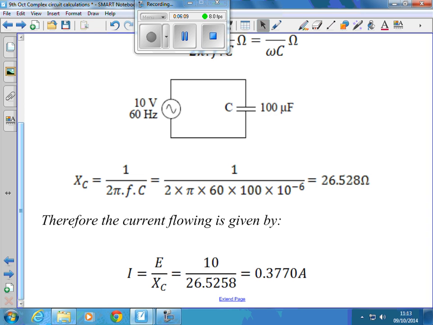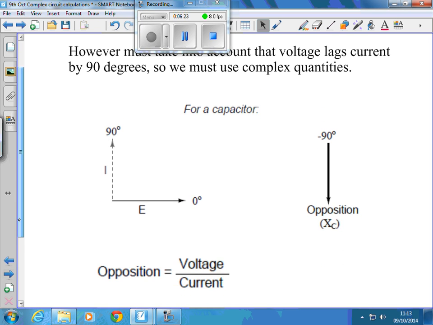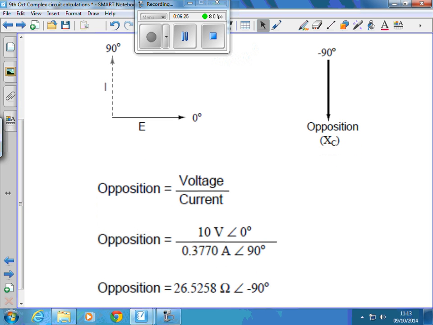But what we should really be doing here is taking into account that I and E should be 90 degrees out of phase with each other. XC has got a negative angle associated with it. So XL is positive 90 degrees, XC negative 90 degrees. So there's our 10 volts, 0.377 amps, angle 90 degrees.